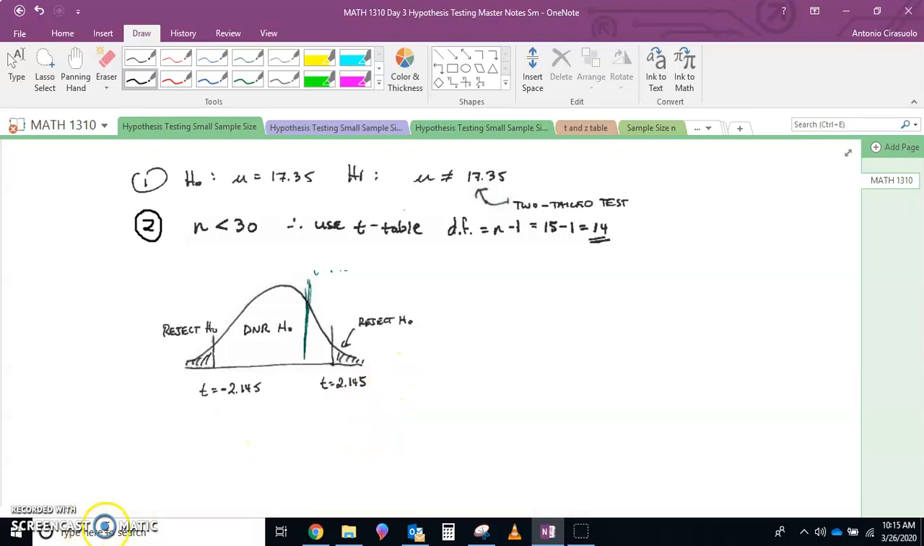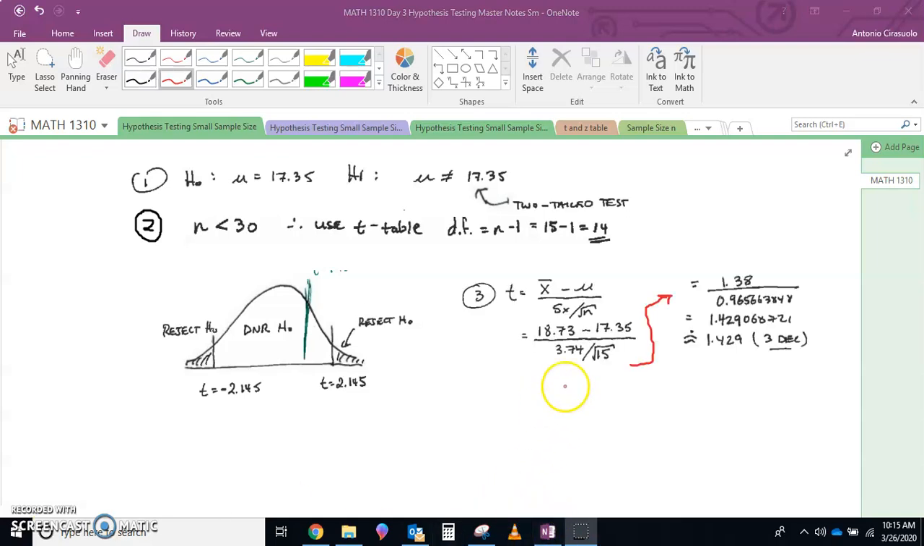Next is to come up with the t-test. It's like the Z score, but the t score in its place. Let's see what you come up with for that. The value I got here was 18.73 minus the mean that was stated, 17.35, over the standard deviation divided by square root of sample size. Once again, I don't round until the end. This is the unrounded value. This is the value to 3 decimal places. And you can see then that it falls within the do not reject region.